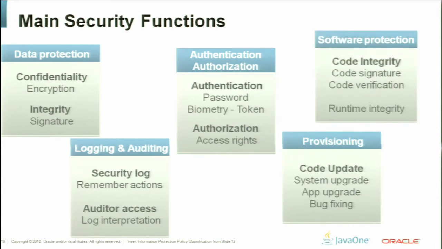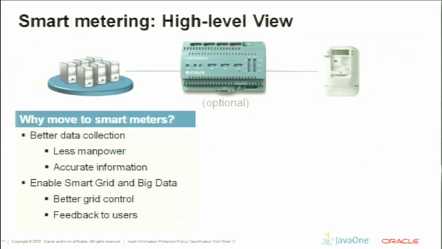And then we have software protection, making sure that the code is not modified. Code integrity with signatures, with code verification, like is done on Java with the bytecode verification, and some runtime integrity, when that's possible. So let's look at smart metering now, so we get some kind of real-life example.